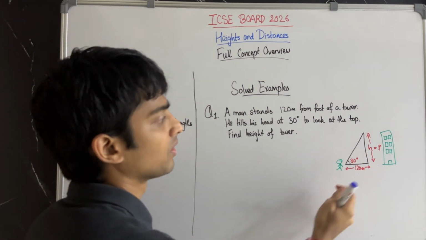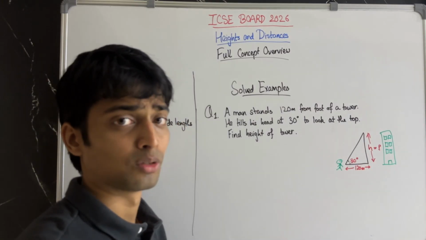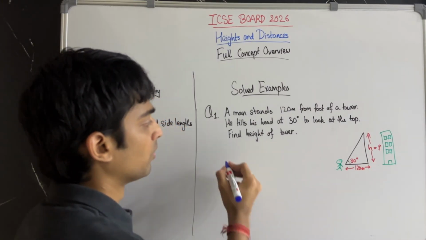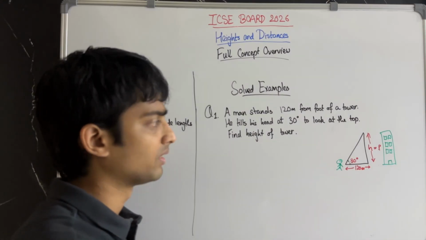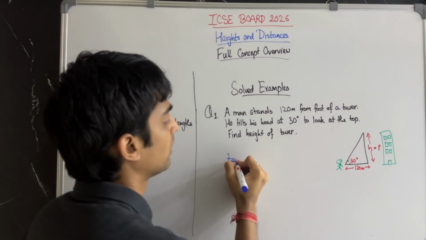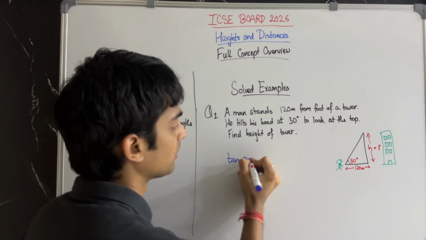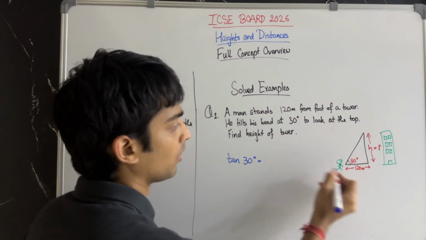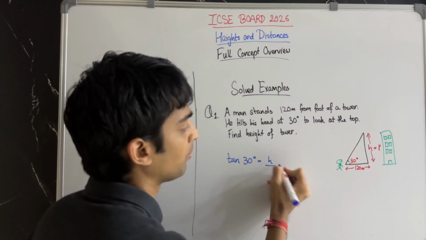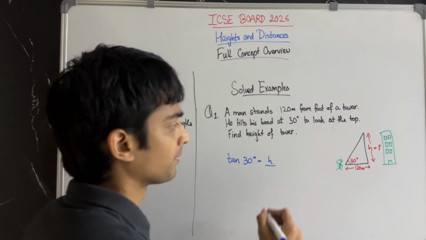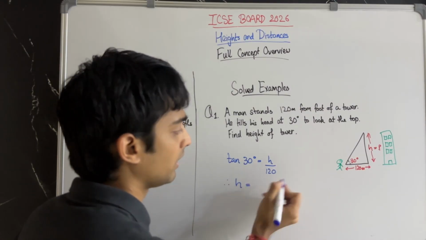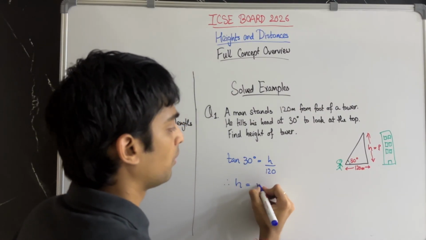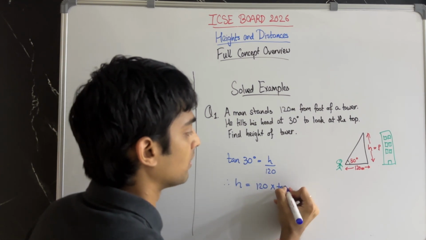Now we can use opposite upon adjacent. So tan theta. We know SOHCAHTOA. So TOA. So tan equal to opposite upon adjacent. So tan theta, which is tan 30 degrees, is equal to opposite, which is H, upon adjacent, which is 120. Therefore, H will be, we rearrange it, 120 multiplied by tan 30.